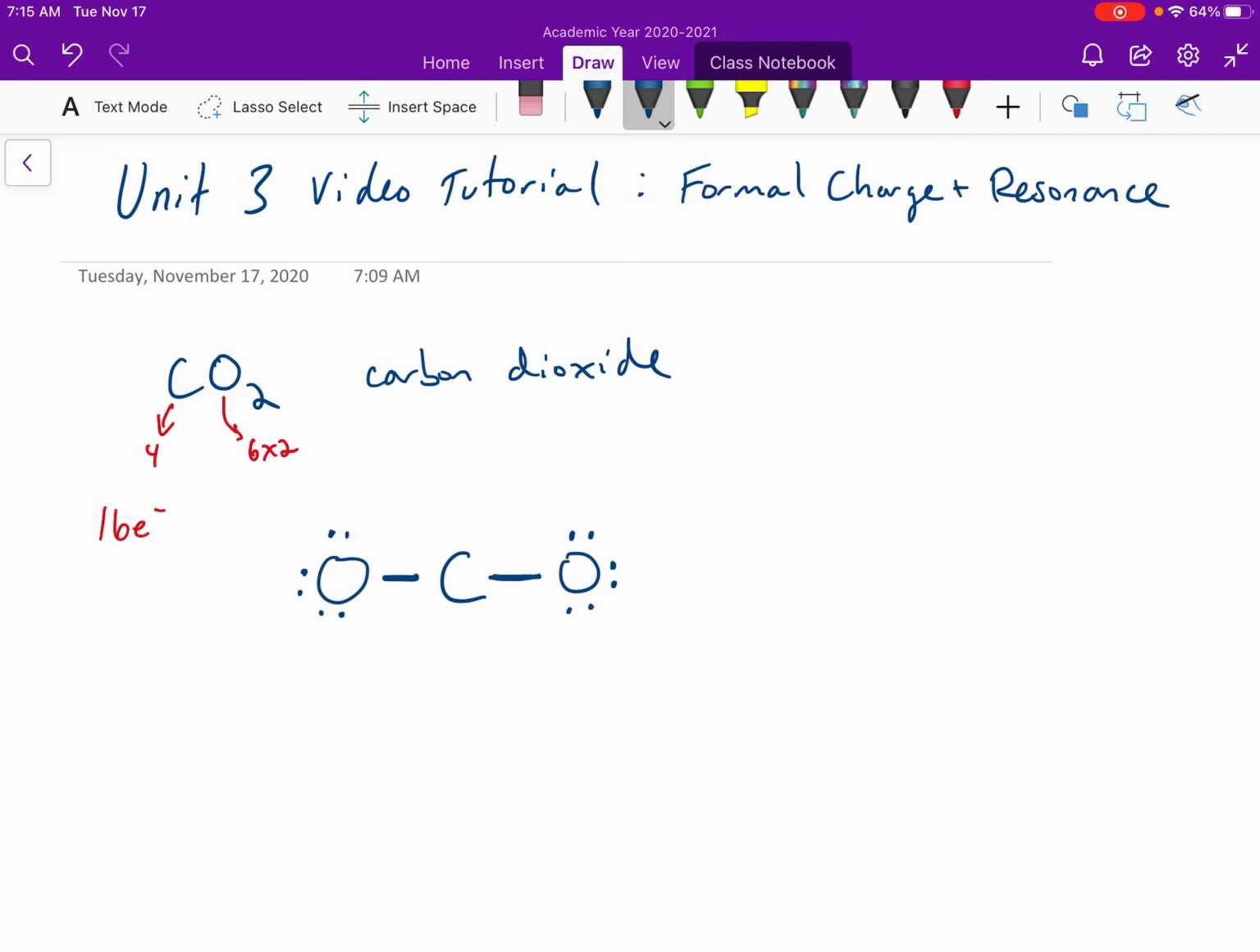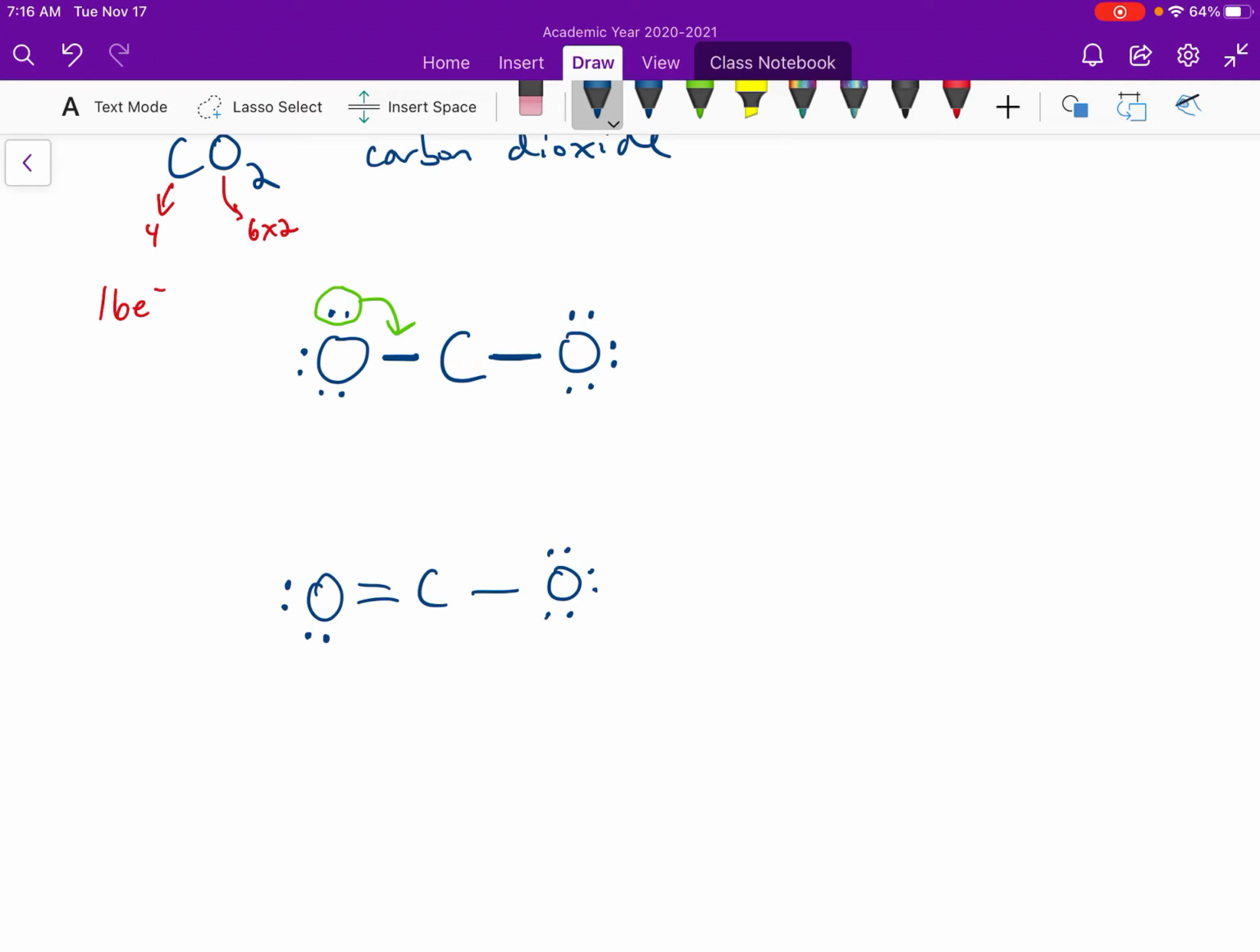So I've already used 16 electrons, but carbon is not happy. So this doesn't work. There's a couple options on what we can do. We need to share more, for sure. If I put 2 more in the middle and make a double bond, that's going to help. So that would be a double bond. I'd still have 4 electrons around the oxygen. Carbon is still not quite happy. It needs 2 more, so I'm going to share more.